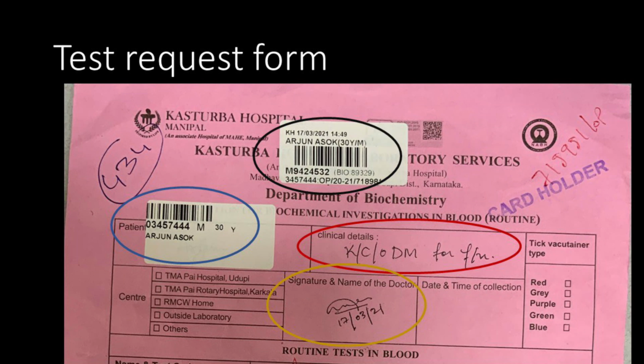The test request form should contain the necessary patient details along with the clinical details and the relevant history about the current condition of the patient. It should also contain the signature and name of the doctor requesting the test along with the date and time of request.